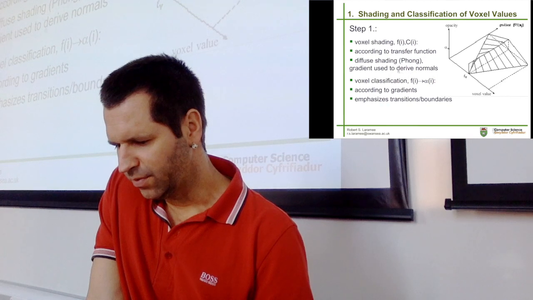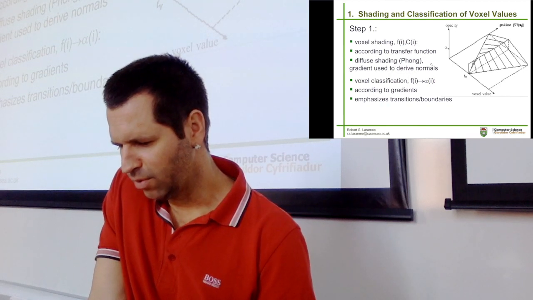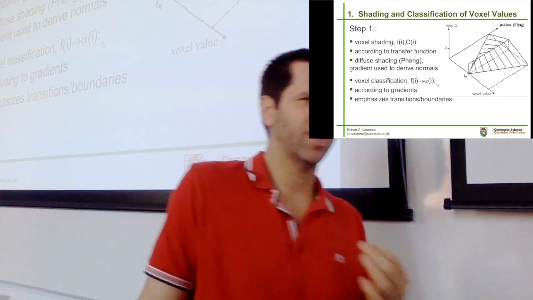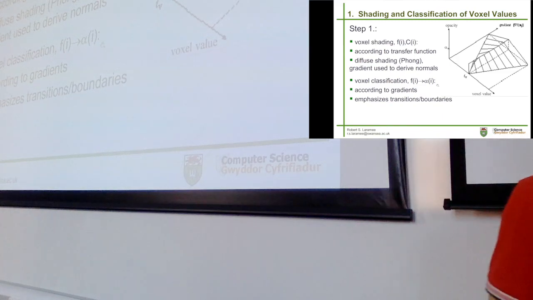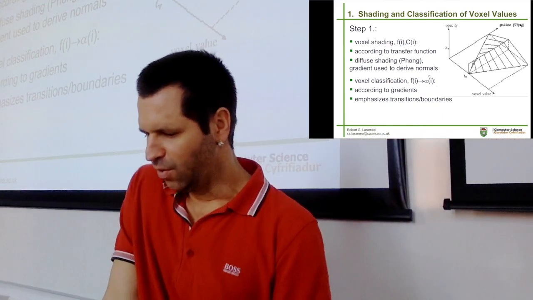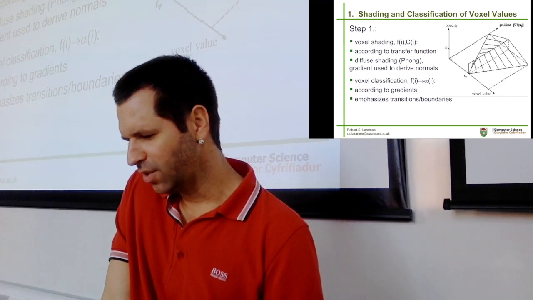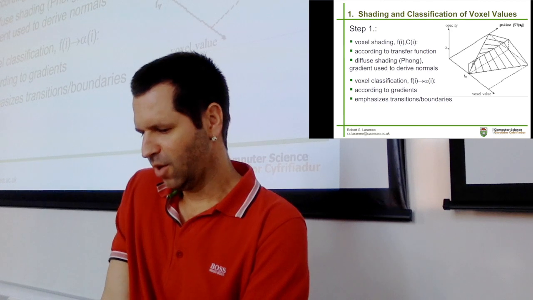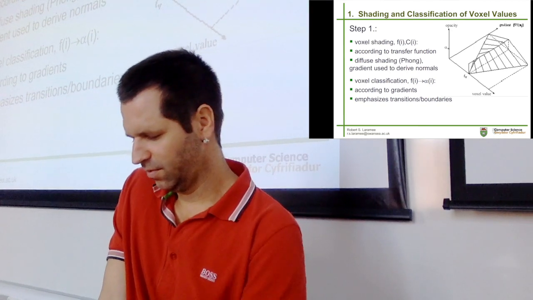So Phong shading is used to derive the normals. The voxels are classified according to the gradients, and this transfer function picks out the transitions or the boundary areas. Because the ones with very low gradient magnitude have no opacity. I hope that can make some sense for everybody.